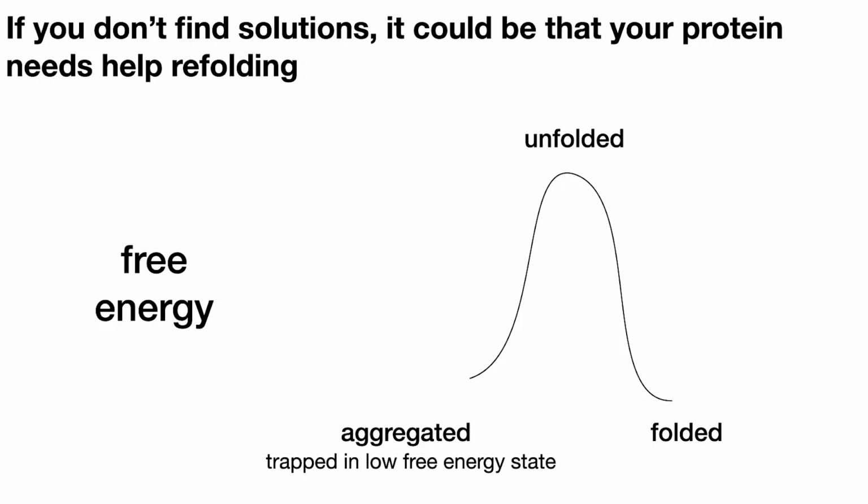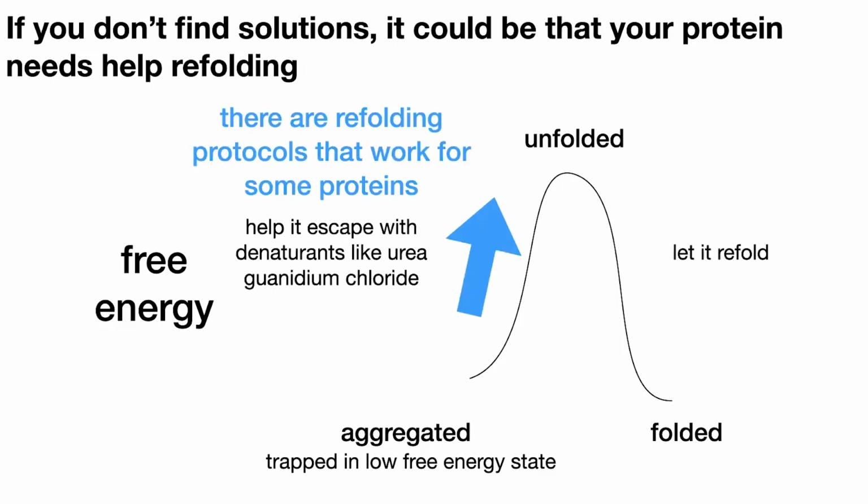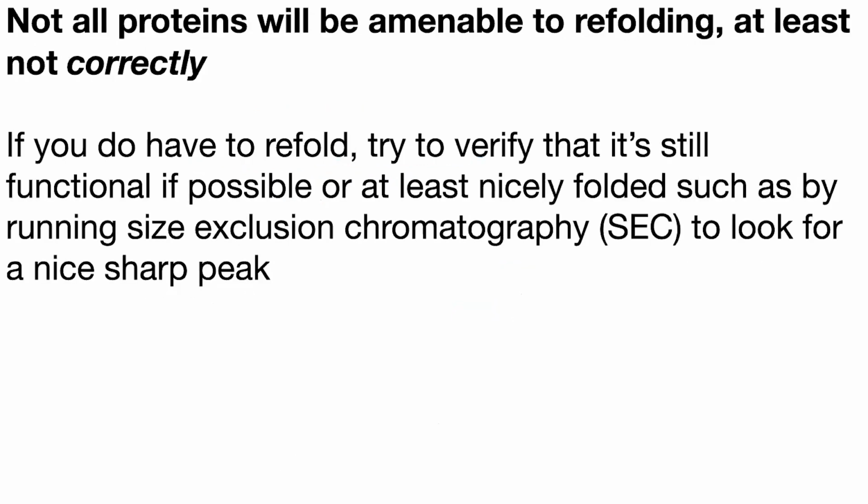The folded state is also a low energy state, but in order to get there, you have to push it up over the hill. And you can do this using various refolding protocols that help it escape from that minima with denaturants like urea or guanidinium chloride that are going to help it unfold and give it a chance to refold correctly. So check out protocols if you're interested in that. But know that not all proteins will be amenable to refolding, at least not correctly.